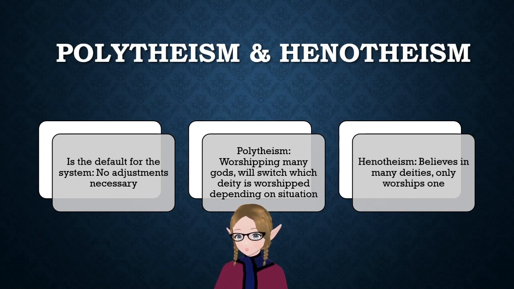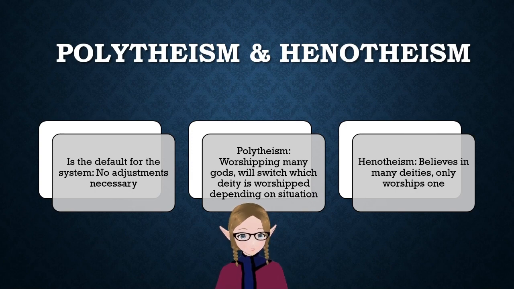Polytheism and henotheism are the system defaults. Pathfinder is built off a polytheistic or henotheistic world. And note that these 2 are actually compatible. They do not conflict with one another. So polytheism is where a worshiper worships many gods and will change which deity they're worshipping depending on the situation.